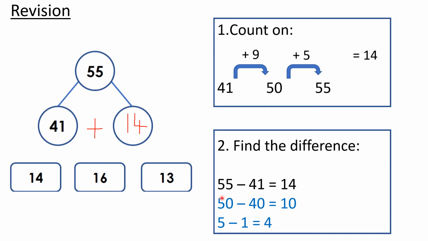So first of all, I subtracted my tens. So I did 50 subtract 40, which gave me 10. Then I subtracted my ones. I did 5 subtract 1, which equals 4. And when I put my tens and ones together, I get 14 as my answer. And there we have it. We've solved this part-whole model, and we've made the whole number 55 by adding 41 and 14 together.